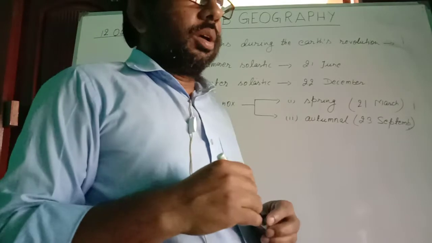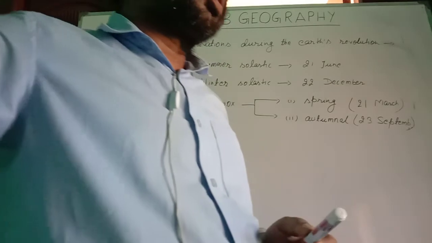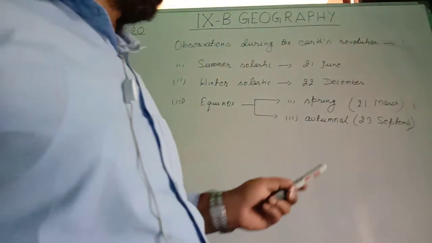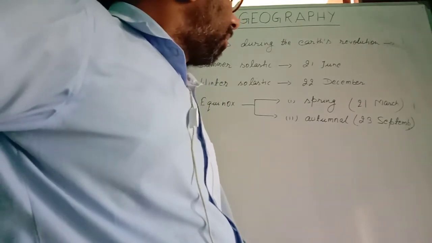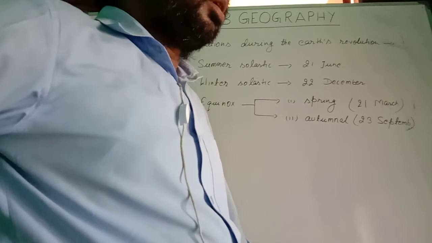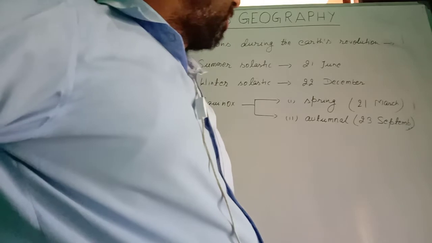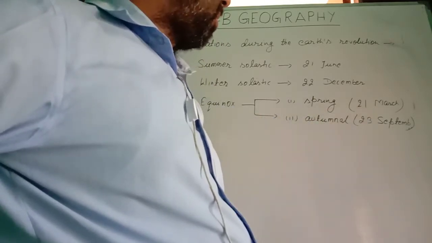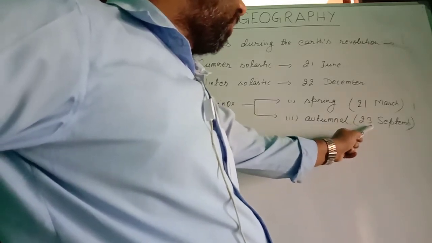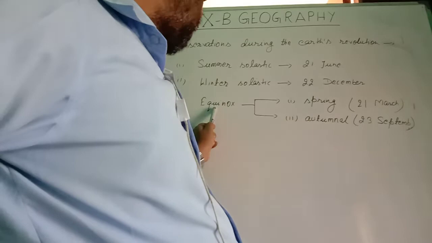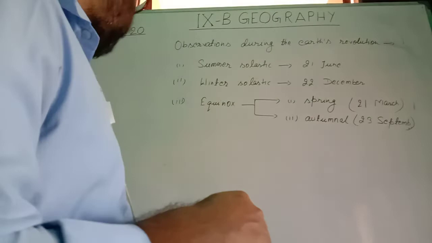Equinox means the equal length of day and night. There will be two dates at which the length of the day and night will be equal in the northern hemisphere. Those two dates are 21st March, that is called the spring equinox, and the second date is 23rd September, that is called the autumnal equinox. On these two dates, the length of the day and night will be equal.